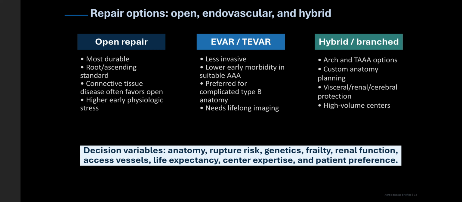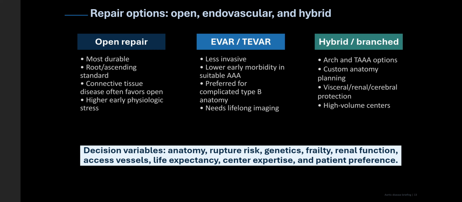Repair options can be open, endovascular, and hybrid. Open repair is most durable. For root and ascending, it's the standard of care. Connective tissue disease often favors open repair. There is higher early physiological stress.